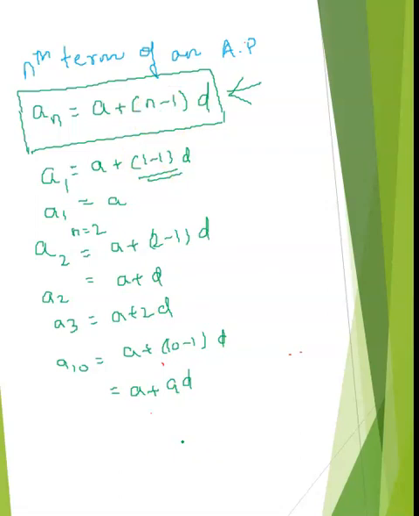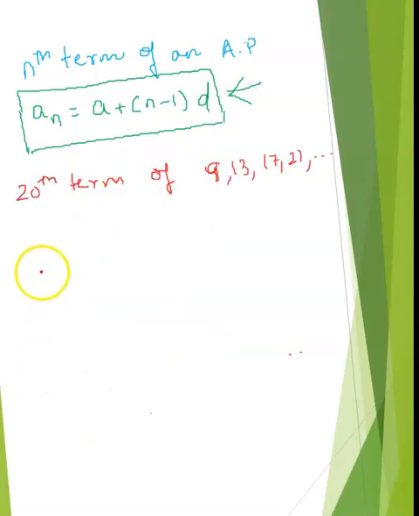Now I'll solve one question from RS, and other questions I'll give you as an assignment so you can complete them. It is simple, nothing difficult. It is saying find the 20th term. This question is from RS and I will give the assignment from RS also, so you have to complete the questions from RS.